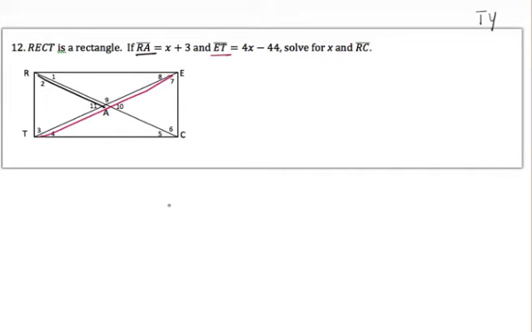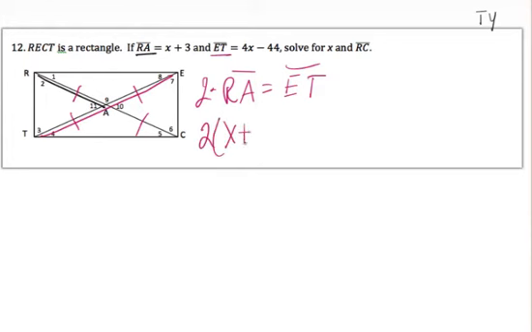Okay. The good news here is that we need to find x. So we need to set up an equation, since the pink and the black have some sort of relationship. Well, the good news is we know that diagonals bisect and are congruent in a rectangle. So every single one of these pieces is equal. So RA should be equal to ET if I double RA, because RA is only half. So I have to double it. So our equation becomes 2 times x plus 3 equals 4x minus 44.